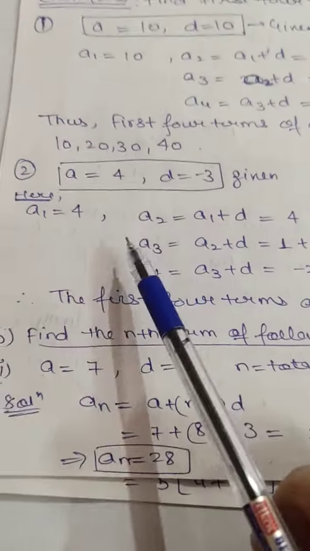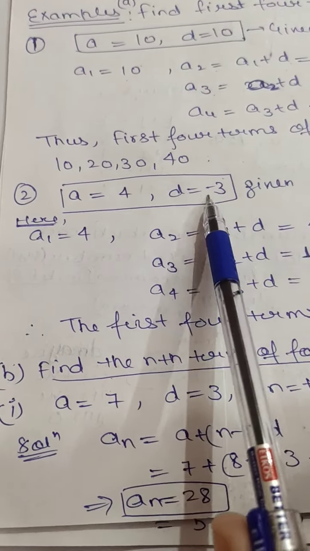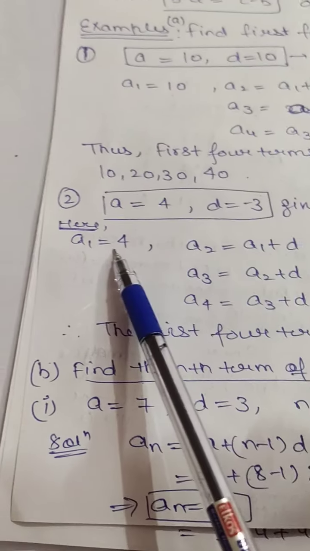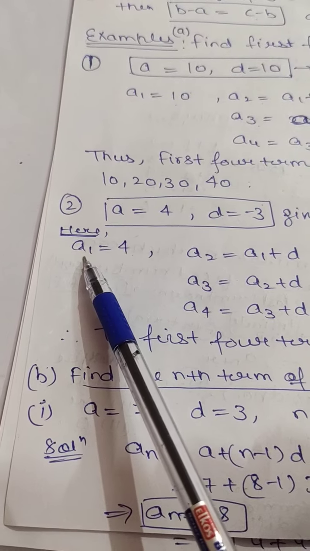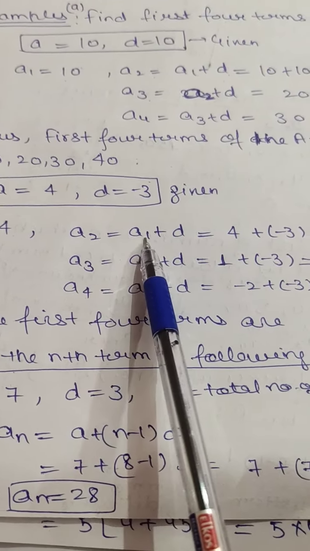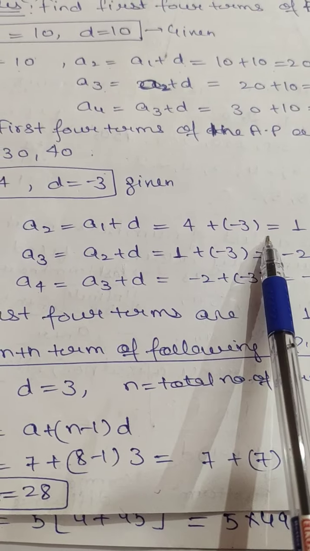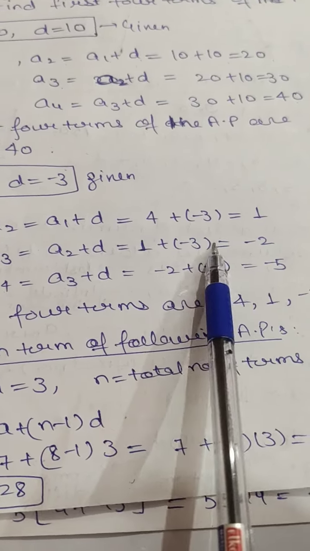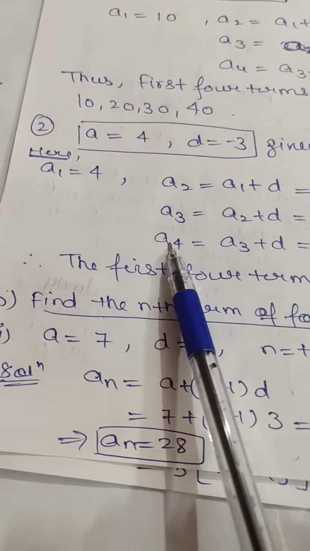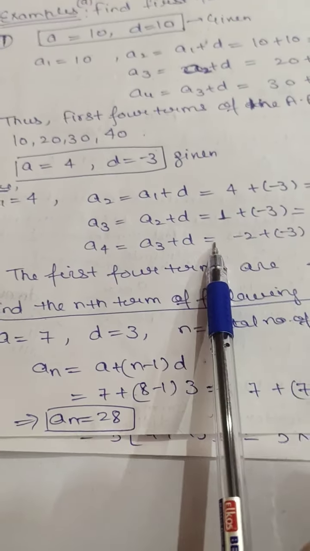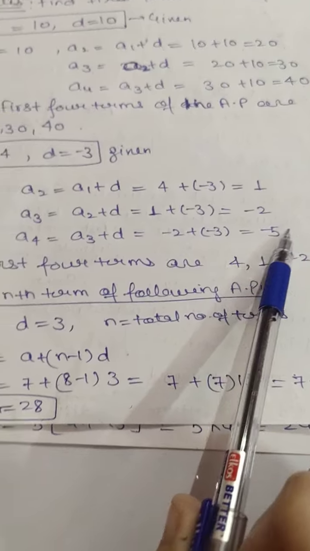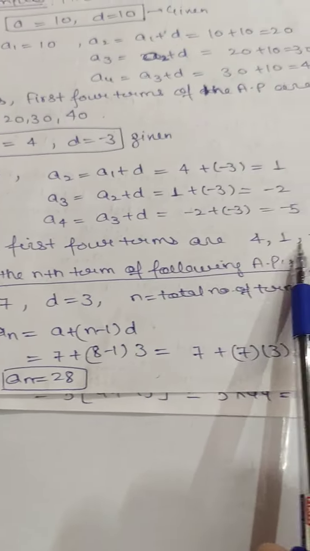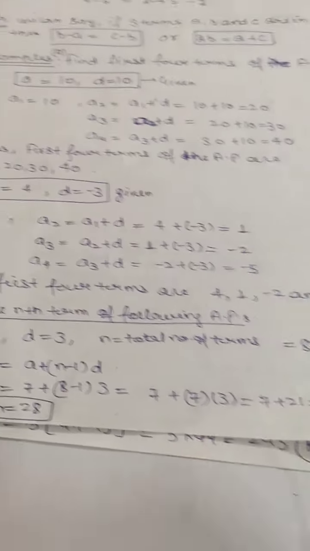Similarly, we can take another example where a is equal to 4 and d is equal to minus 3. Here the common difference is negative, which is minus 3. So the first term is 4. We can denote it by a1. And the second term a2 is given by a1 plus d, which is 4 plus minus 3, which is equal to 1. a3 is equal to a2 plus d, 1 plus minus 3, which is equal to minus 2. And the fourth term a4 is equal to a3 plus d, which is minus 2 plus minus 3, which is equal to minus 5. Okay. So the first 4 terms are 4, 1, minus 2 and minus 5.